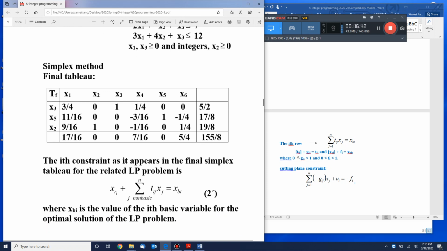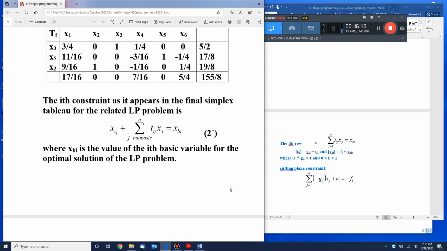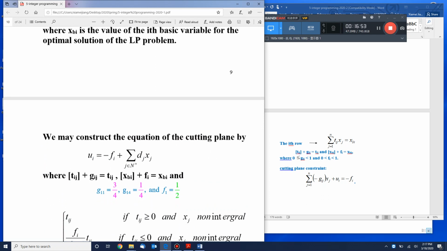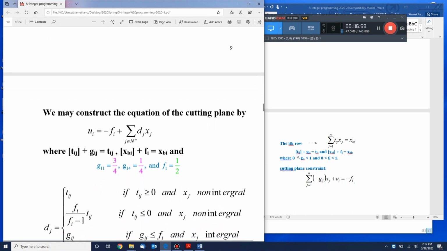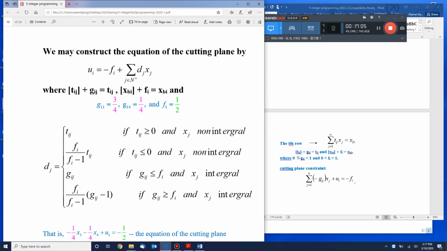And then we have a formula. We still use Tij, Gij, but here the cutting plane equation is defined differently. The cutting plane equation is given by ui equals minus fi plus the sum of dj times the variables. Here, how to get the dj should come from the formula.